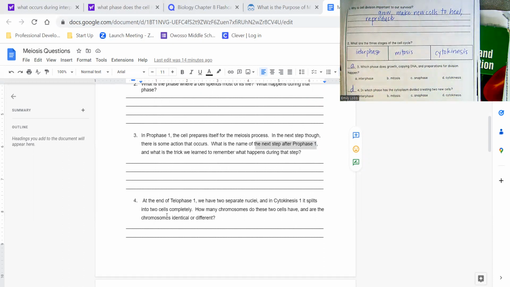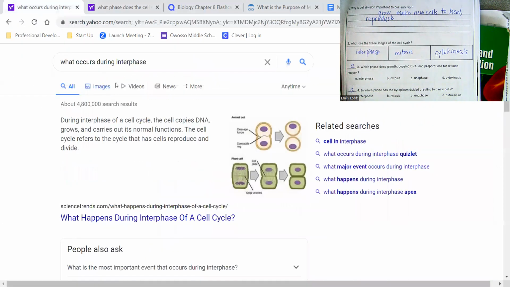In cytokinesis, it splits into two cells completely. How many chromosomes do these two cells have? And are the chromosomes identical or different? We're on 4, right? Okay, that's fine. I put an answer now.